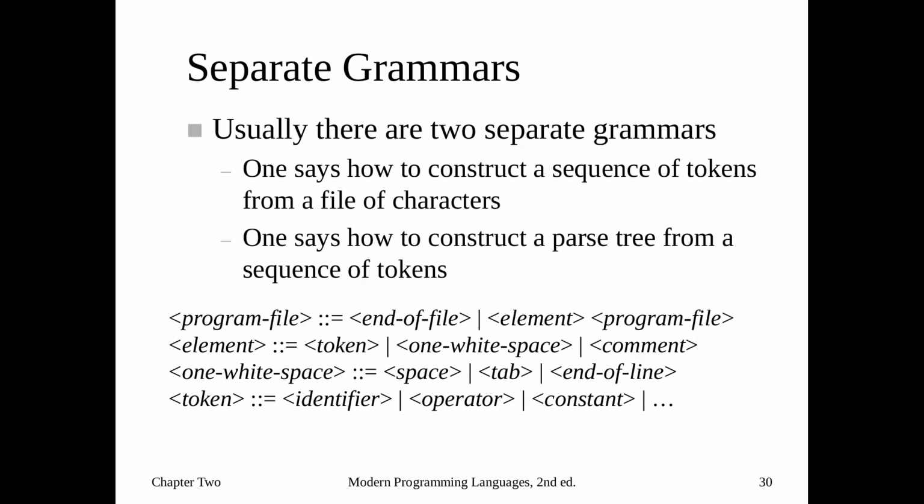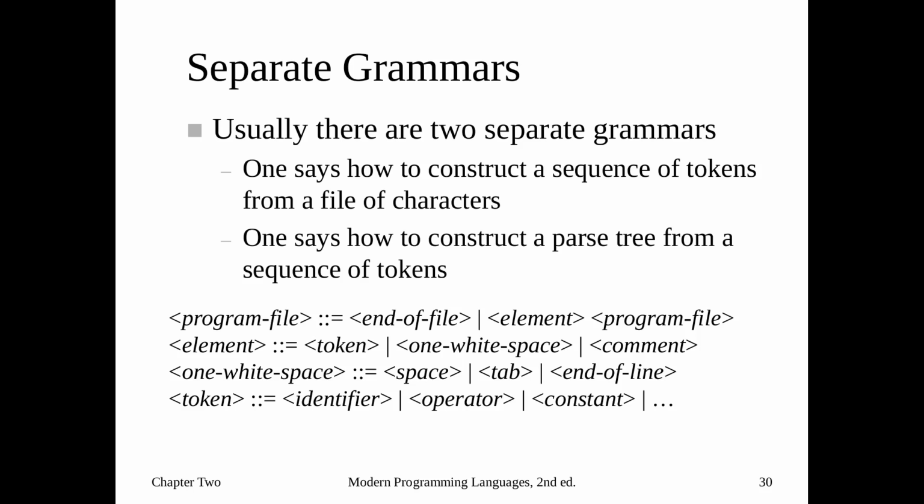The first grammar tells us how we construct a sequence of tokens. In other words, it tells us the things that we don't need to consider, and gives us the potential for what the tokens are. The second one tells us how we take those tokens and construct a parse tree so that we can turn that into a usable program, or actually interpret or compile that program.